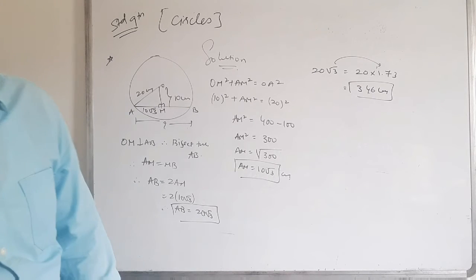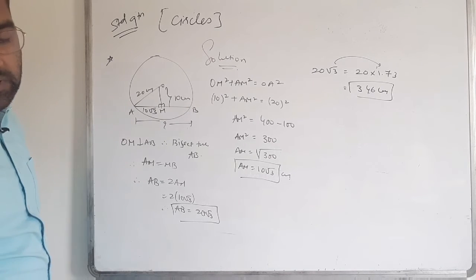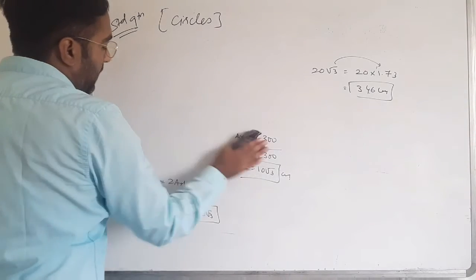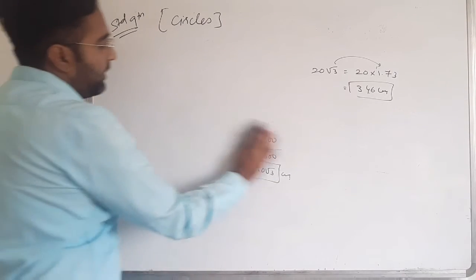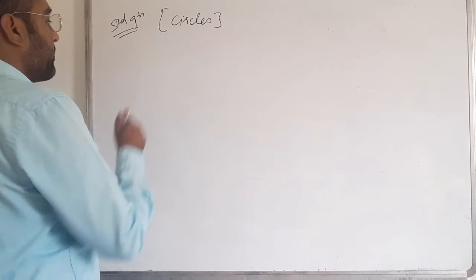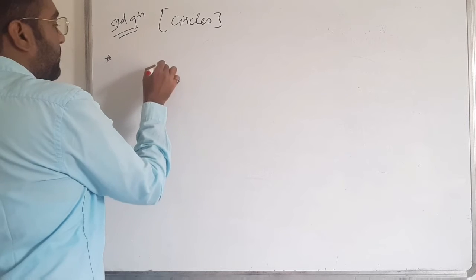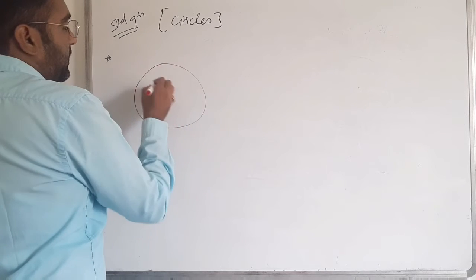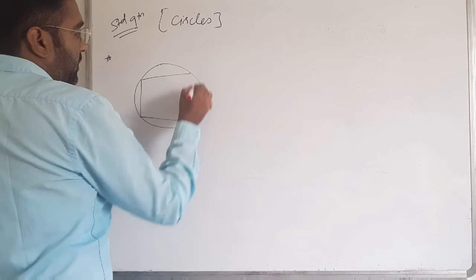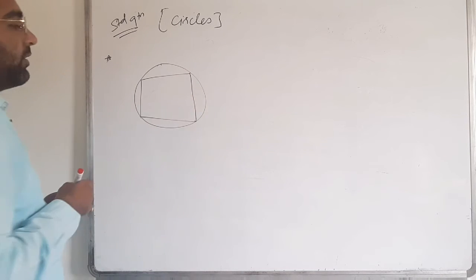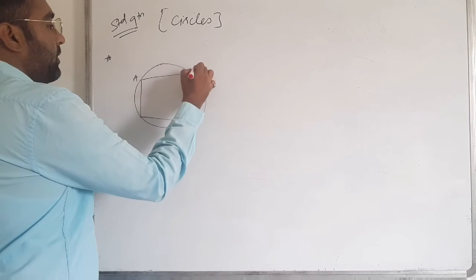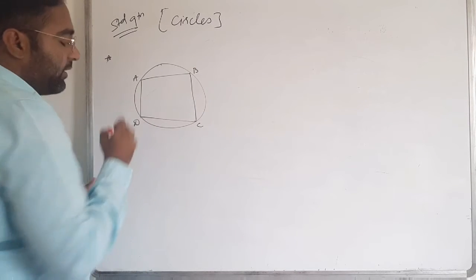Clear that? Now next question: ABCD is a cyclic quadrilateral in which, here ABCD is a cyclic quadrilateral given. So first of all I'll draw the quadrilateral in the circle. This is my circle and this is my quadrilateral. Okay, so here ABCD is a cyclic quadrilateral.